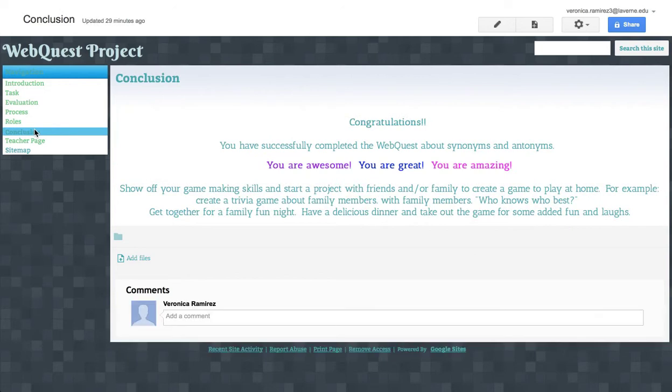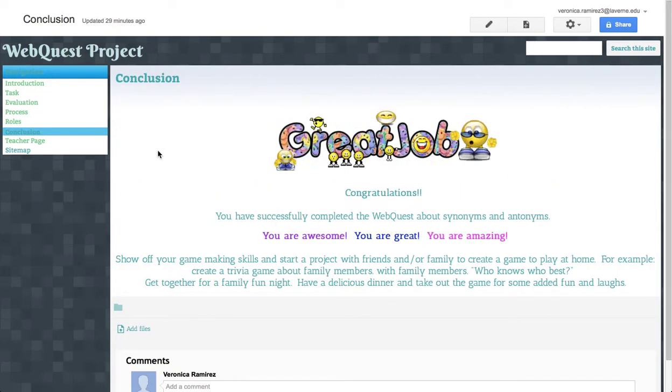The conclusion, I have dancing happy faces. Congratulations, you have successfully completed the WebQuest about synonyms and antonyms. You are awesome, you are great, you are amazing. I included synonyms there as well, as you can see.